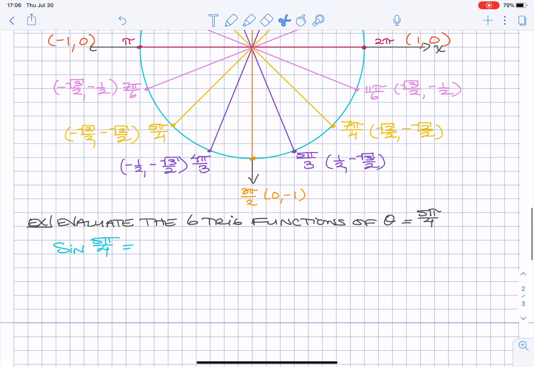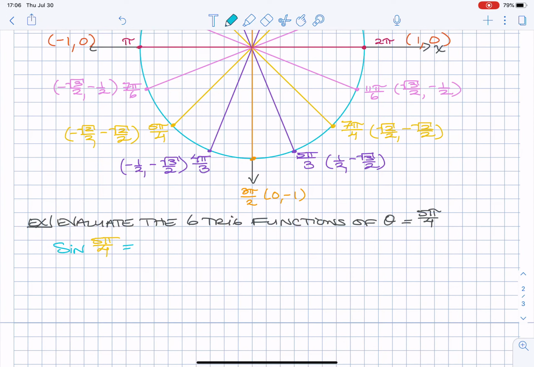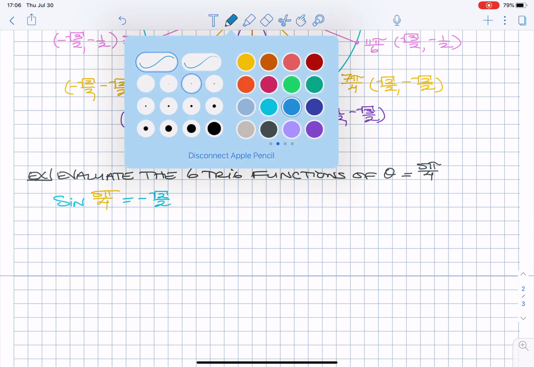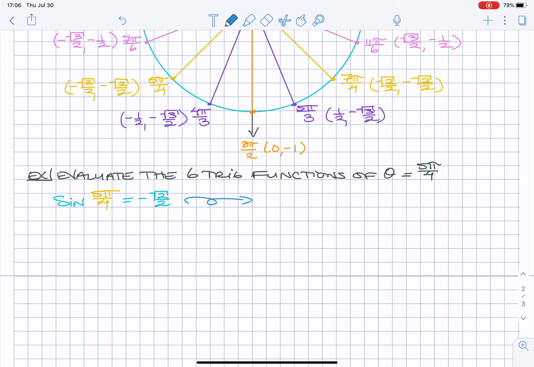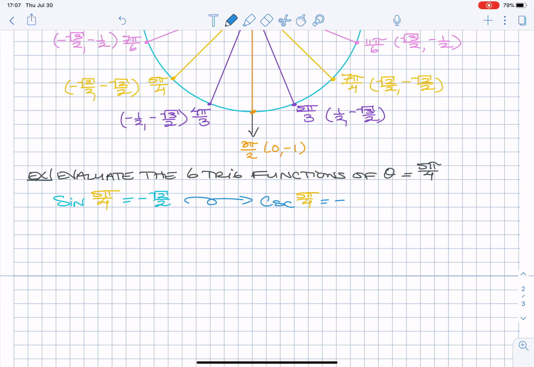In fact, let me color code this. Let's make this yellow. So the y-coordinate is negative root 2 over 2. Cosecant, the reciprocal, so cosecant of 5 pi over 4. Well, flipping 1 over root 2 upside down is just negative root 2, if I unrationalize.